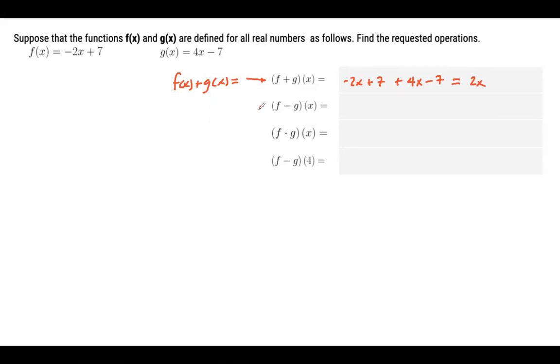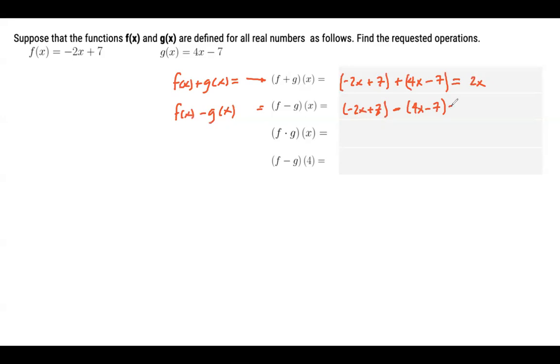Now the second one is equal to f of x minus g of x. So we're going to basically do the same thing that we did up here, but you have to be careful with your signs. So this is going to be minus 2x plus 7, and minus 4x minus 7. So that means that we are going to multiply both the 4x and the minus 7 by minus 1.